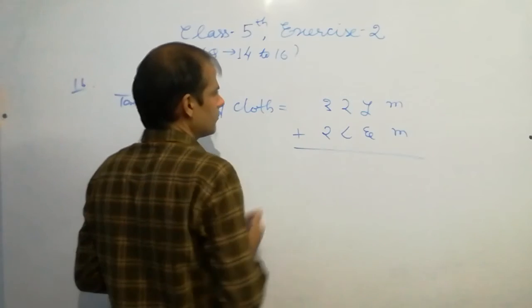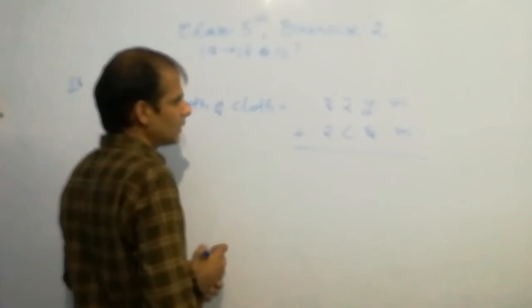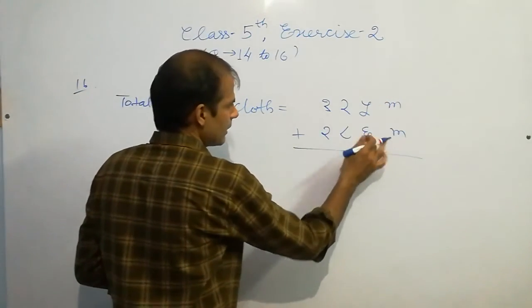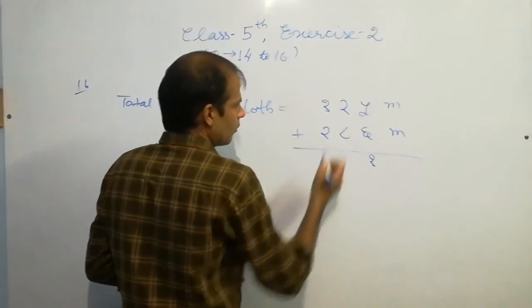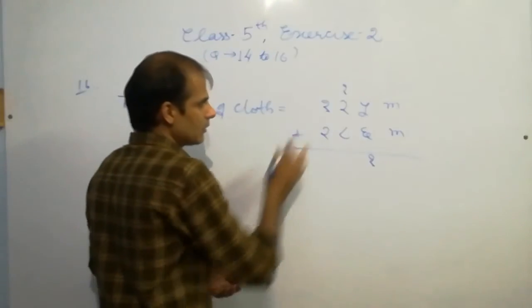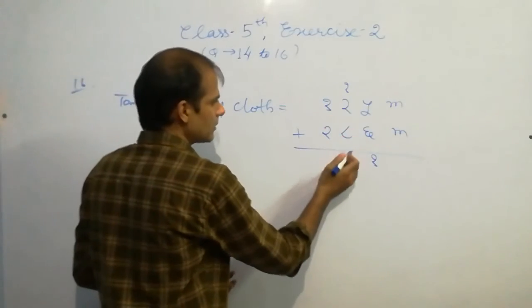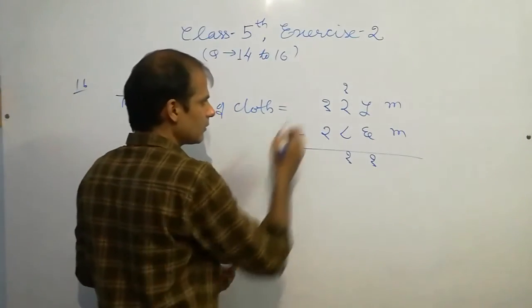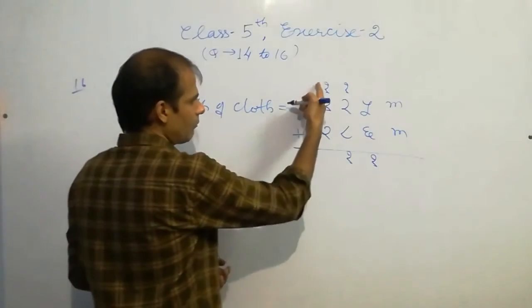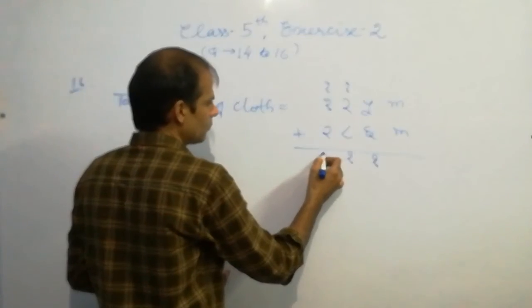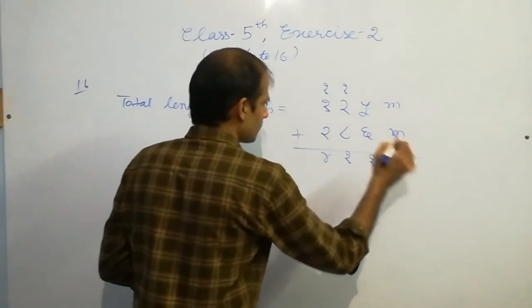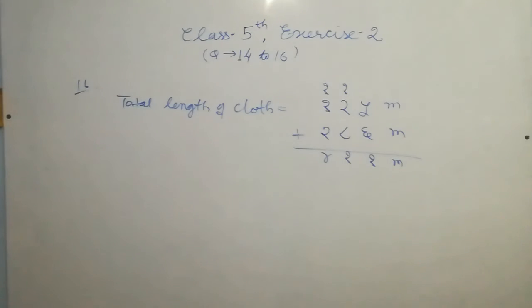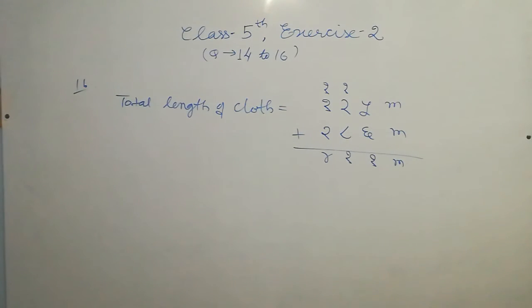This is 1. Now perform the addition. 5 plus 6, 11. Okay. 1 carry. 1 plus 2, 3. 3 plus 8, again 11. 1 carry. 1 plus 1, 2 and 2 plus 2, 4. This is the answer. So again, I think we should check our answer.